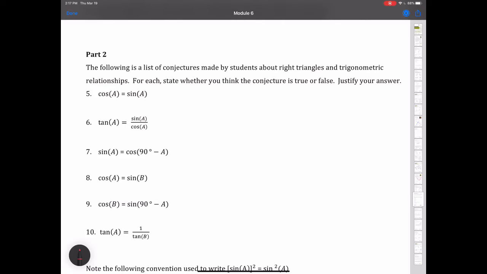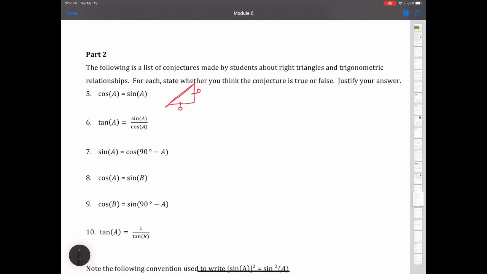All right, number 5. It says cosine A is equal to sine A. So think about this. It's the same reference angle, but it's cosine, which is adjacent over hypotenuse, and sine, which is opposite over hypotenuse. So you'd have to think about, is there a right triangle in which this side and this side are both the same? That's the only way that this will work, right? If there is, it would be an isosceles right triangle, and that should work, but all other right triangles will not. So it's false unless we have an isosceles right triangle.